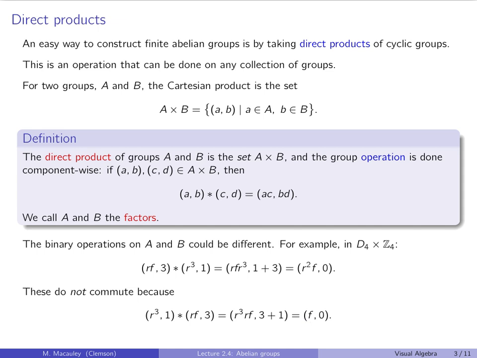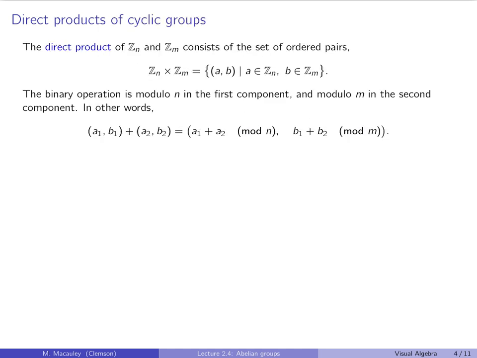So hopefully from this example you can see that the direct product A cross B will be abelian if and only if both factors A and B are abelian. The direct product of Zn and Zm consists of a set of ordered pairs, but the binary operation is mod n in the first coordinate and mod m in the second coordinate. In other words, a1 comma b1 plus a2 comma b2 is a1 plus a2 mod n comma b1 plus b2 mod m.